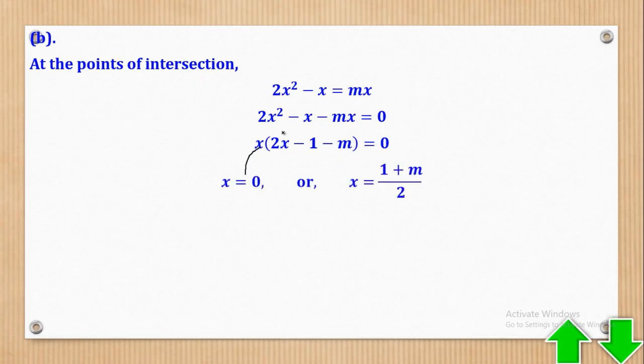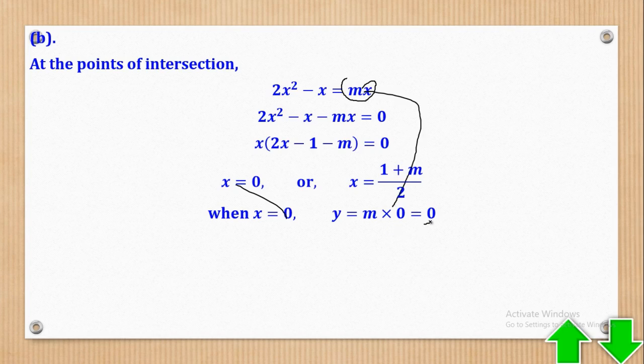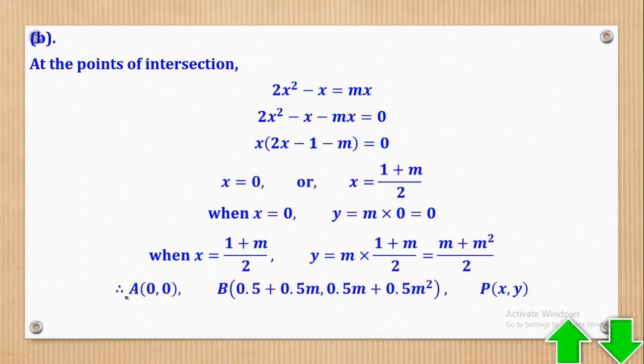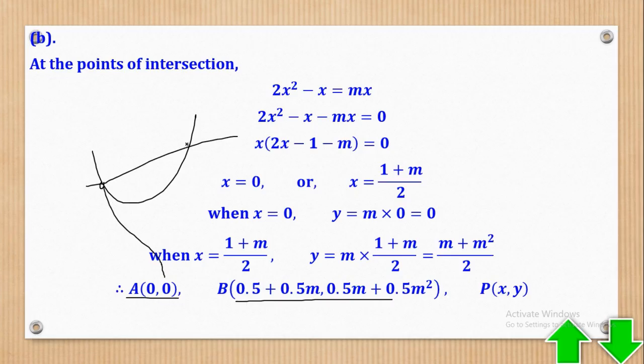Therefore either this is equal to 0 or the whole of this is equal to 0. Now when the whole of this is equal to 0, you'll come up with x being equal to 1 plus m over 2. So when x is equal to 0, you remember our equation of the line was y equal to mx, therefore it will become m times 0, which is 0. What about when x is equal to this? Come and substitute for where there is x to come up with this. That means that point A is 0, 0 and point B is this, because they told us they intersect at 2 points. So one point will be this, another point will be this.